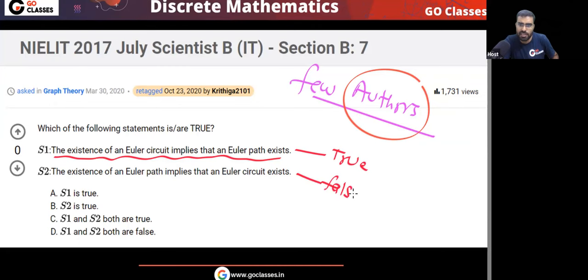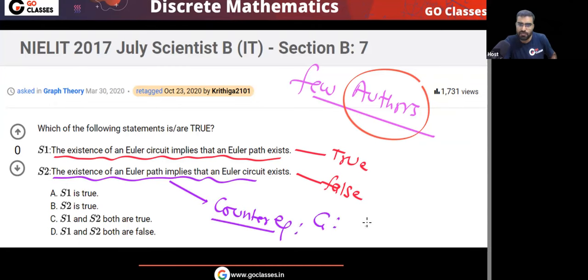This statement will still be false. Okay, what is the counter example? For example, you can consider this counter example. In this graph, there is an Euler path. There is no Euler circuit.